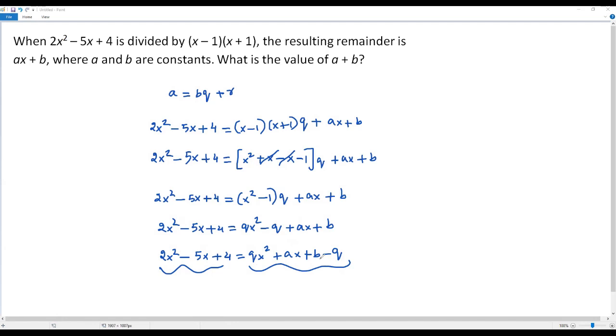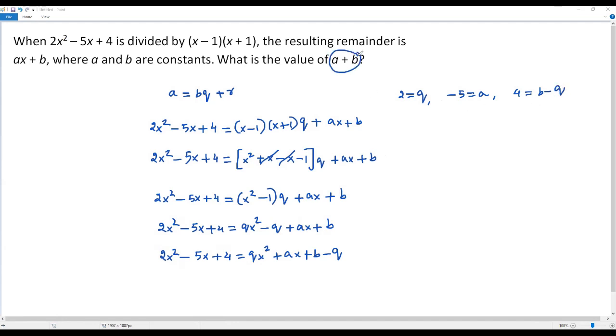Since the two quadratic expressions are equal, the coefficients of like terms must be equal. So the coefficient of x² on the left side is 2. The coefficient of x² on the right side is q. So 2 and q must be equal. That is 2 = q. And the coefficient of x on the left side and the coefficient of x on the right side must be equal. That is, −5 and a must be equal. We get −5 = a. And the constant term on the left side, positive 4, must be equal to the constant term on the right side, b − q. So that is 4 = b − q.